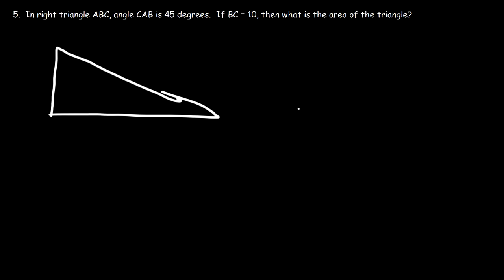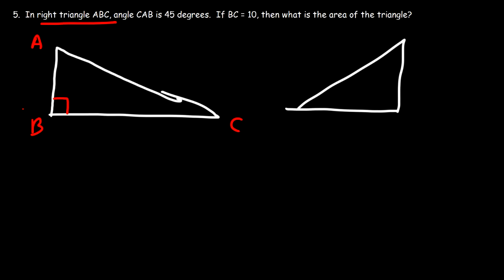Now let's work on number 5. In right triangle ABC, angle CAB is 45 degrees. If BC is 10, then what is the area of the triangle? So just like before, what we need to do is draw a picture. Now we can draw the picture in any way we so choose. We can draw it like this, or we can draw it like that. It really doesn't matter. But what's important is that angle B is the right angle.